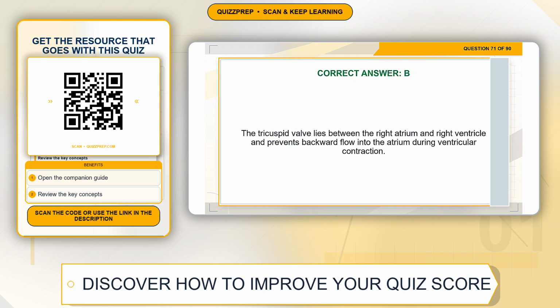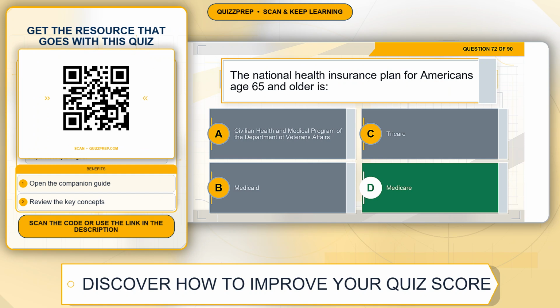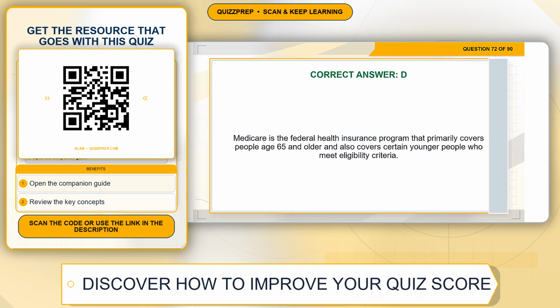Question 72. The National Health Insurance Plan for Americans age 65 and older is: Option A, Civilian Health and Medical Program of the Department of Veterans Affairs. Option B, Medicaid. Option C, TRICARE. Option D, Medicare. The correct answer is option D, Medicare. Explanation. Medicare is the federal health insurance program that primarily covers people age 65 and older and also covers certain younger people who meet eligibility criteria.